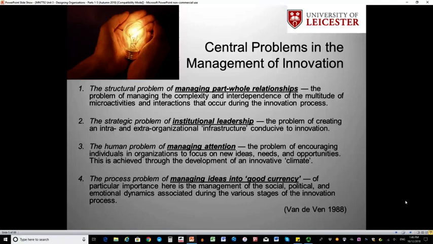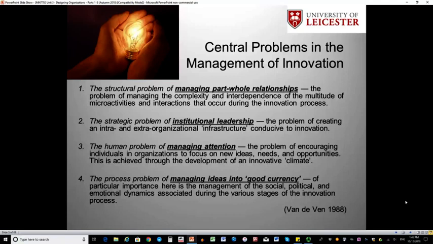And this is looking at the elements of the innovation process, which we'll talk about a bit later, different stages. But it's also thinking about the implications of the social, political, emotional dynamics upon those different stages of the innovation process, which I alluded to and mentioned a few minutes ago. So I think this is quite a broad conceptualization of some of the problems that we need to deal with when managing innovation, but I think it's a really useful starting point.